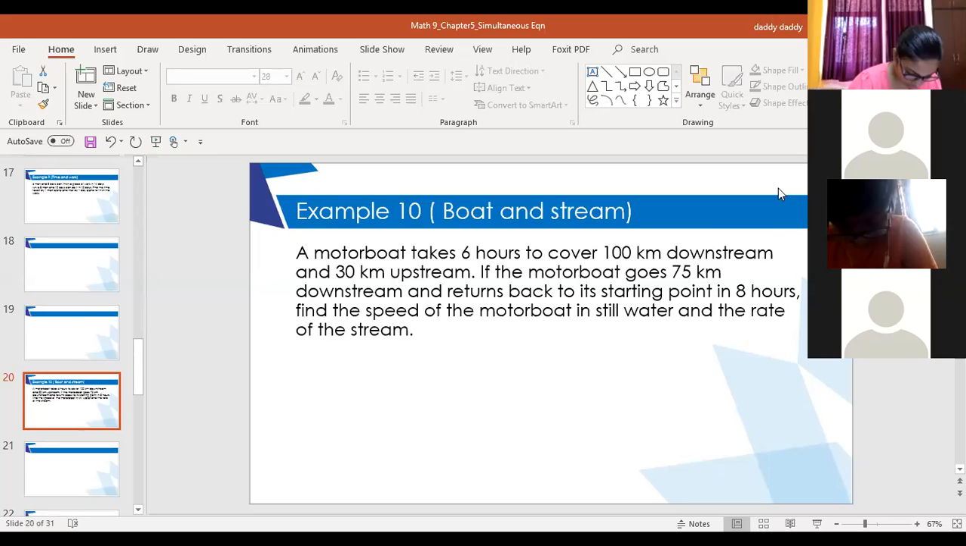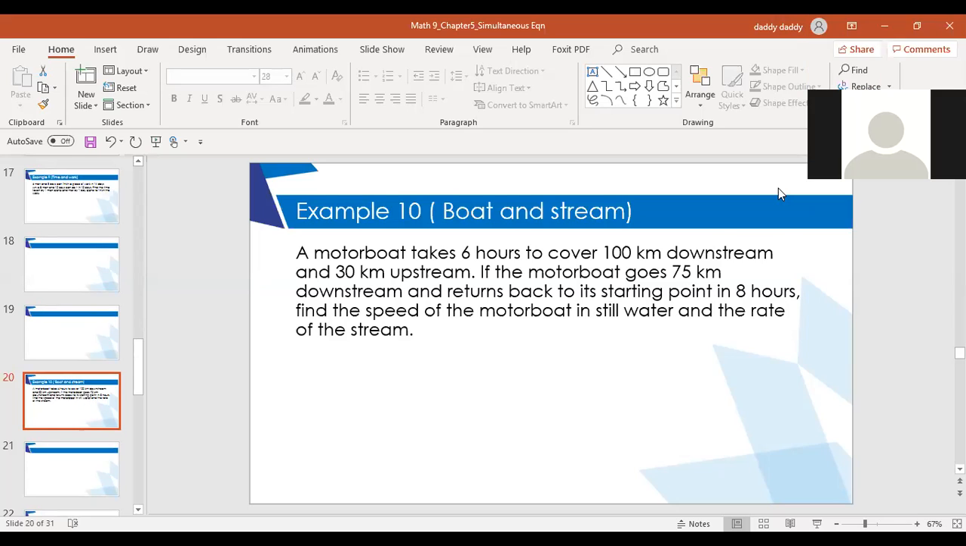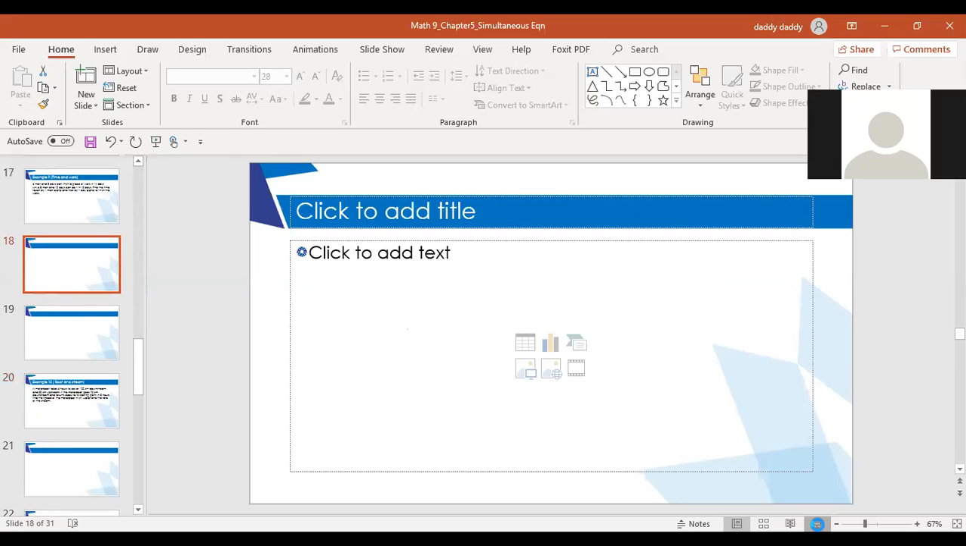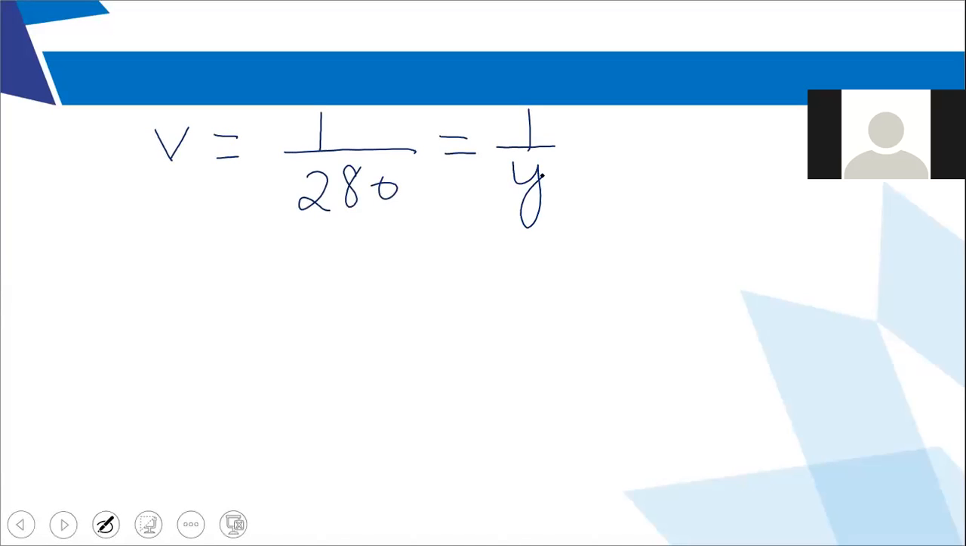Yes, ma'am. But we never found the answer. We got the answer, 280 we got. Value of v was 1 upon 280. We got v is equal to 1 upon 280. But v was nothing but equal to 1 upon y. So 1 upon y is equal to 1 upon 280. So that means y is equal to 280. No, this we got. I wrote it on the screen.